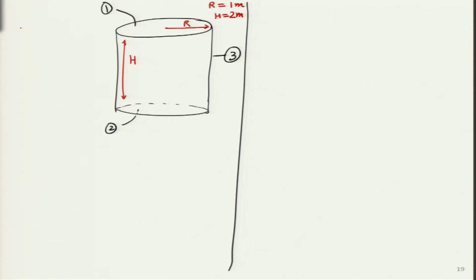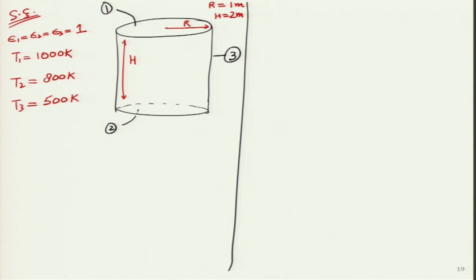So this is a solved example, I am assuming all the bodies are black, which means I can write emissivity 1, emissivity 2, emissivity 3, all 3 are 1 because they are all black bodies. And I also know the temperatures over here. The hottest is the top, surface 1 is very hot, surface 2 is medium hot, and the lowest temperature is of the side surface over here.